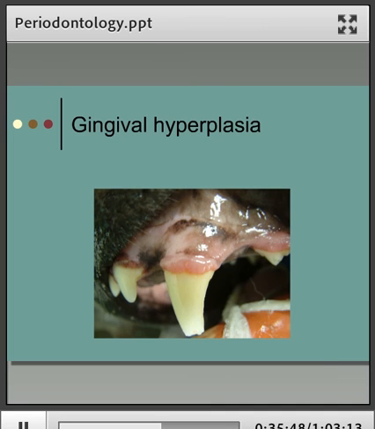So the false pocket that we get, the problem is of course it does still trap plaque, and therefore we have an area that is now predisposed to periodontitis because of that. So we like to trim these back and get back to a normal gingival margin.